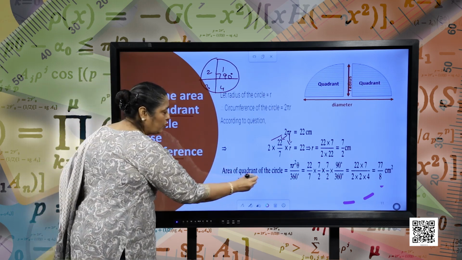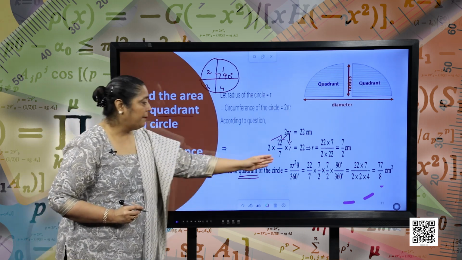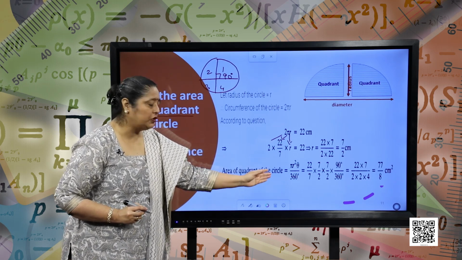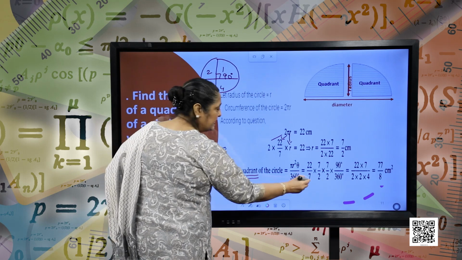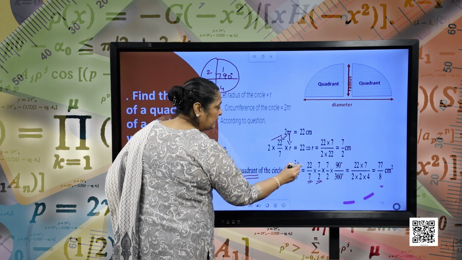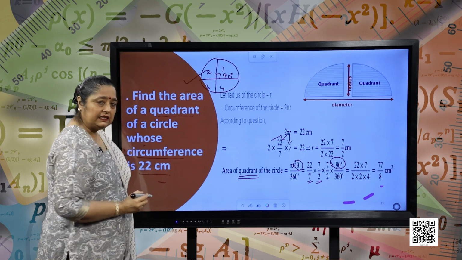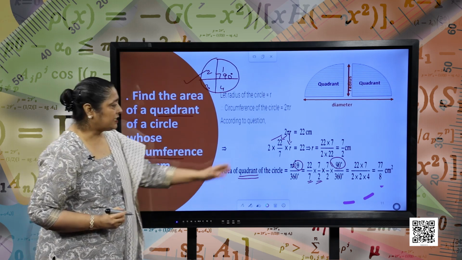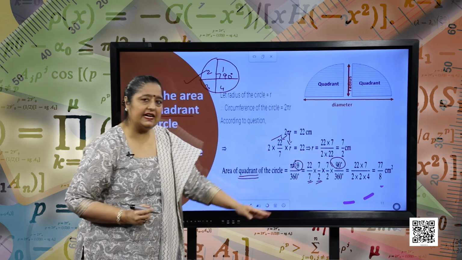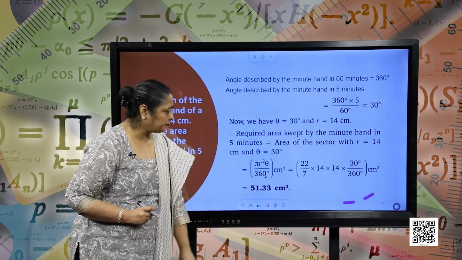Then, the area of the quadrant of the circle. Now, we know that the quadrant of the circle is also a sector of the circle. So, the formula will be pi r square theta divided by 360 degree. Now, substituting the value of pi as 22/7, radius r as 7/2 and theta as 90 degree, because in a quadrant the angle theta is 90 degree. Substituting all the values and solving it further, we have 77/8 centimeter square as the area of the quadrant. I hope this is clear.